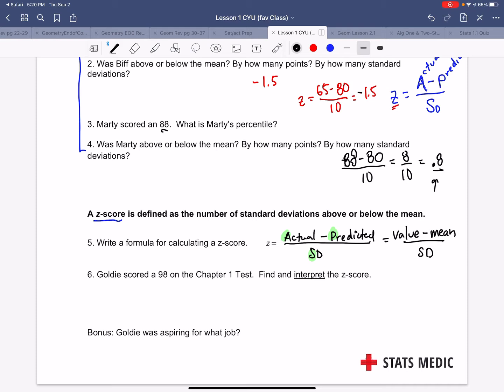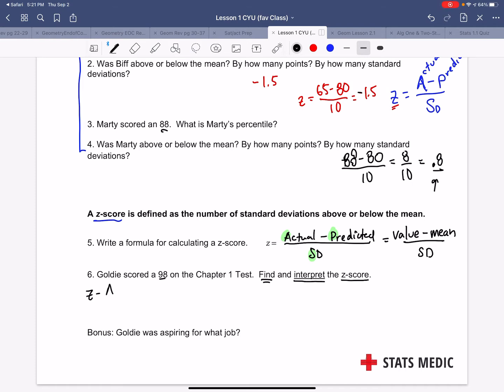Now, Goldie scored a 98 on the test. Find and interpret. So again, back in Algebra 1, you may have calculated this, but not really known what you were doing and why. So hopefully this class has given you an idea of why standard deviation is useful, and it's very telling. So let's first find it, and then we'll predict it.